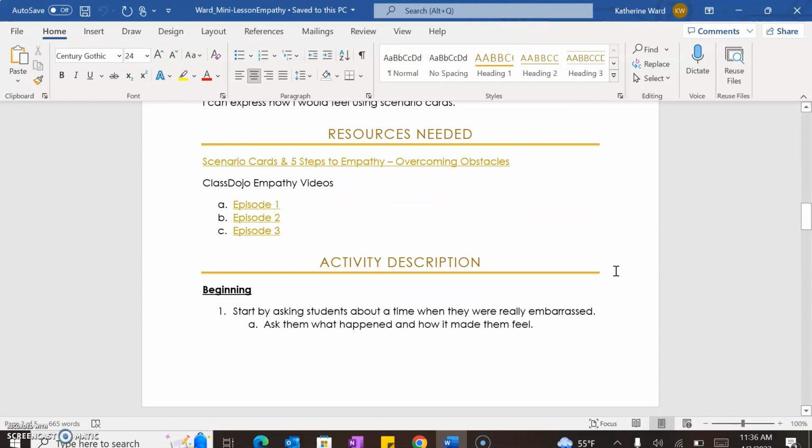Resources that students needed for this lesson were scenario cards and 5 steps to empathy, overcoming obstacles, and the Class Dojo empathy videos. There were 3 videos by Class Dojo.